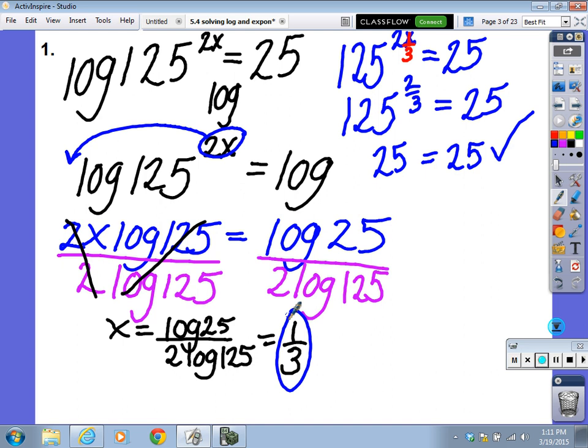But a lot of times people will just forget to put the parentheses when they're doing it on their calculator and they'll get it wrong. Okay, let's go on to the next one. So that's number 1, right? Yeah, that was number 1.